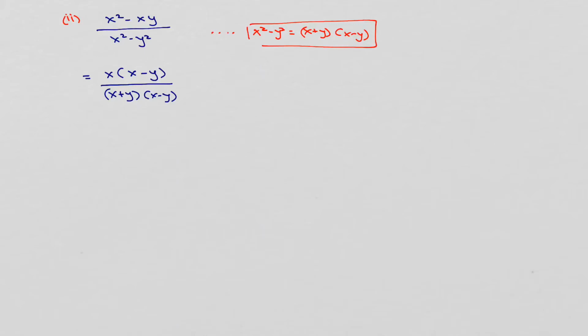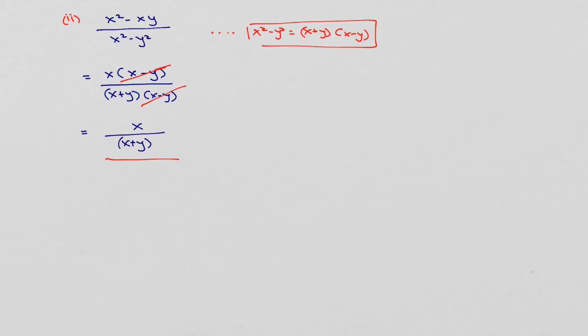And now what we can see is that on the top and the bottom, I can divide everything by x minus y. If I divide the top by x minus y, that leaves me with x. And if I divide the bottom by x minus y, that leaves me with x plus y. So remember, if I'm dividing a fraction on the top by something, I have to do the same to the bottom. So every term must be divisible by x minus y. And therefore that is my fraction in its simplest form.